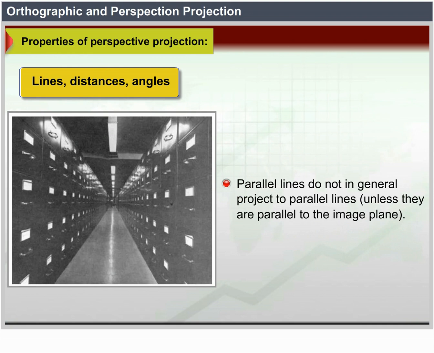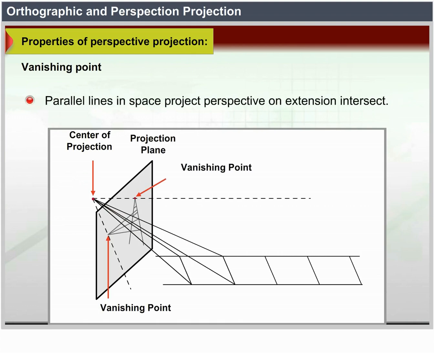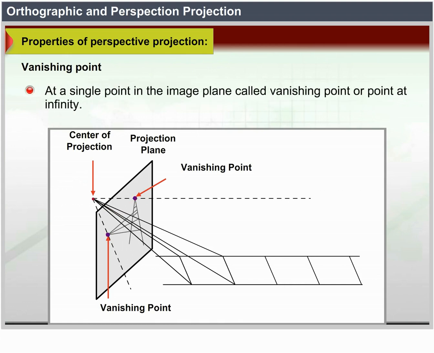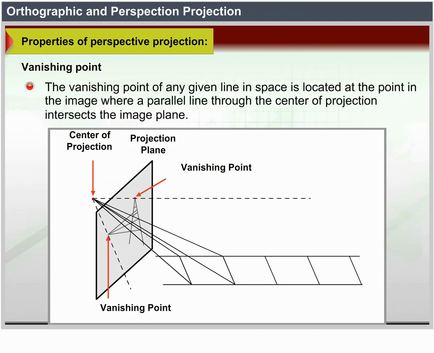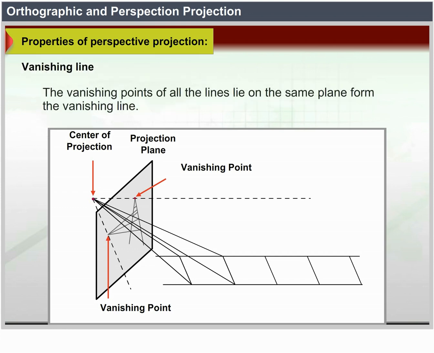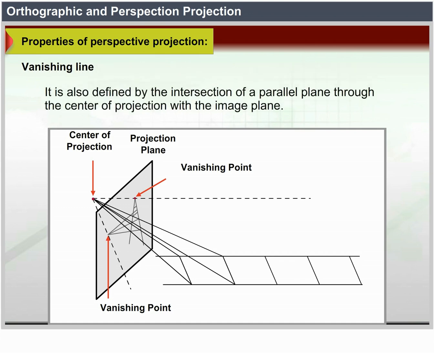Vanishing point. Parallel lines in space project perspectively onto lines that on extension intersect at a single point in the image plane called the vanishing point or point at infinity. Alternative definition. The vanishing point of a line depends on the orientation of the line and not on the position of the line. The vanishing point of any given line in space is located at the point in the image where a parallel line through the center of projection intersects the image plane. Vanishing line. The vanishing points of all the lines that lie on the same plane form the vanishing line. It is also defined by the intersection of a parallel plane through the center of projection with the image plane.